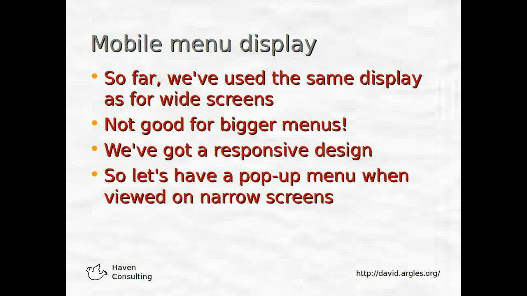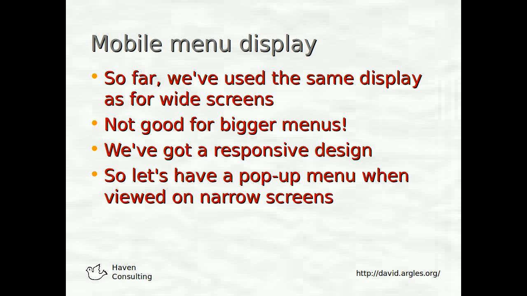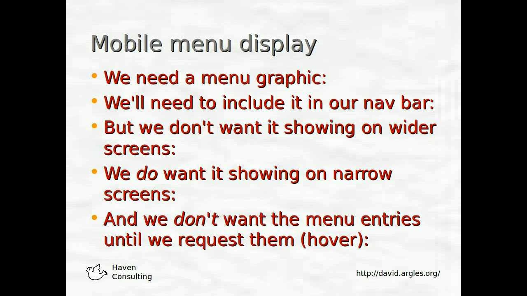Okay, so now what about dealing with mobile menu display? Well, so far we've used the same effective display for our mobile display as for wide screens. It sort of works. We've made it small text, and we haven't got many entries in the menu, and they're not long names for the pages, but it really isn't good for bigger menus with more entries or longer names in there. Now, we have got a responsive design, so it might be nice to have a pop-up menu when it's viewed on narrow screens. So let's have a look at what we think this ought to look like.